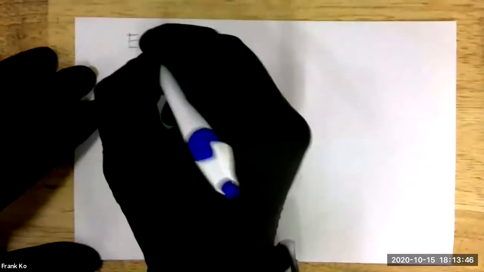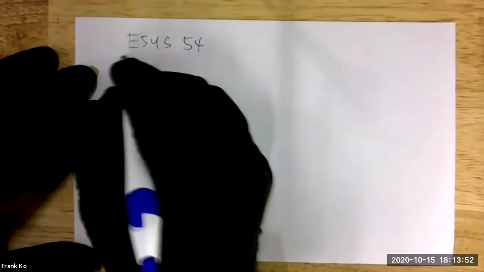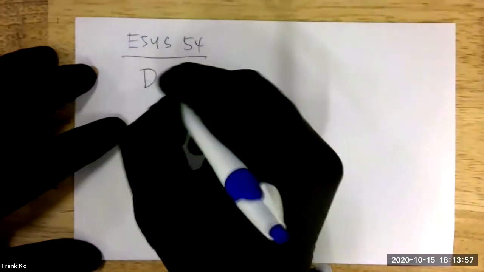All right, so we are presently in ESYS 54, and this will be our analog discussion. So let's go ahead and start with diodes.